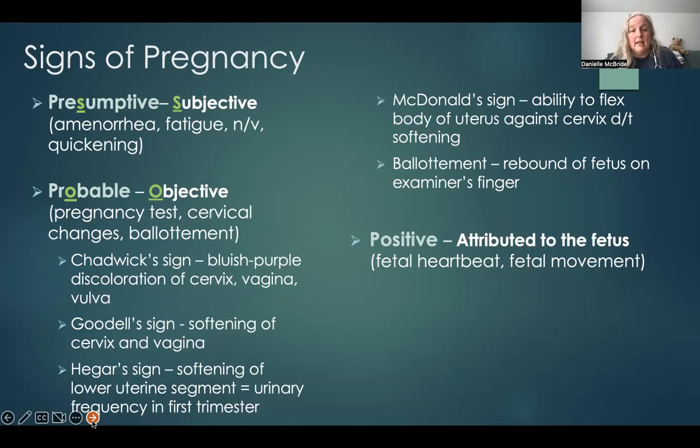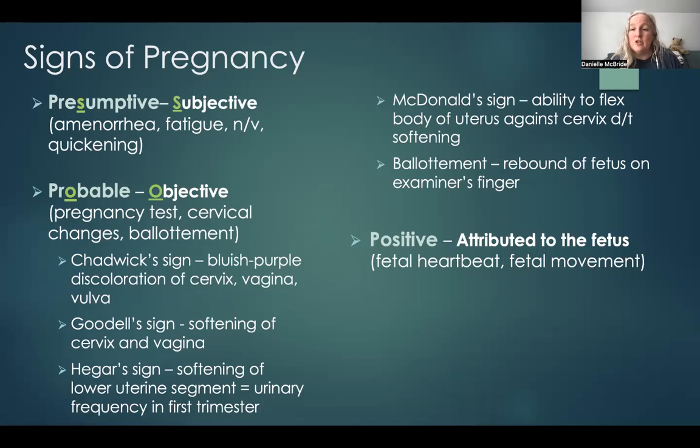Signs of pregnancy. These ones can be a little bit confusing for some people. To try to help you remember, I've changed the color in a couple of our letters. So first we're going to talk about presumptive signs. So the S in presumptive is green, and these are subjective information. So we're reminded that the S means subjective. Subjective are things that your patient tells you.